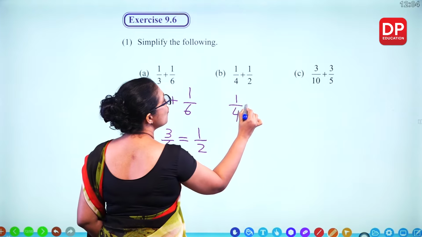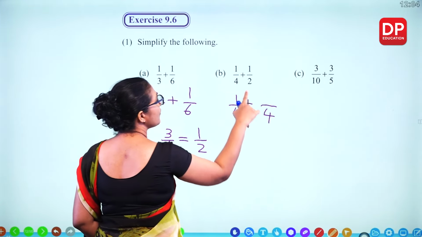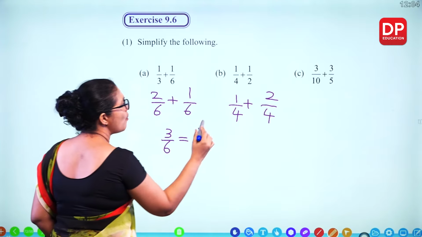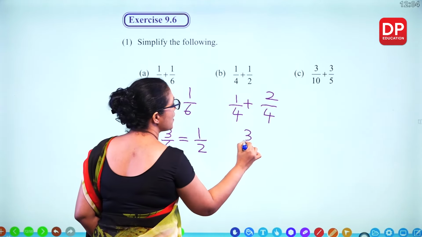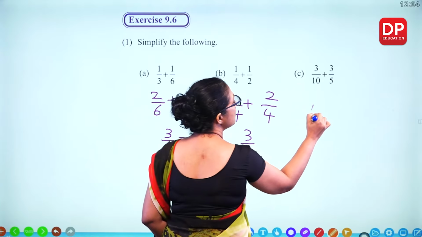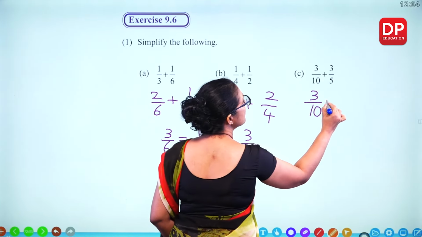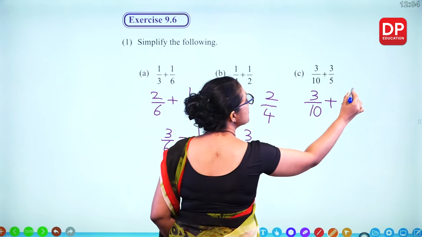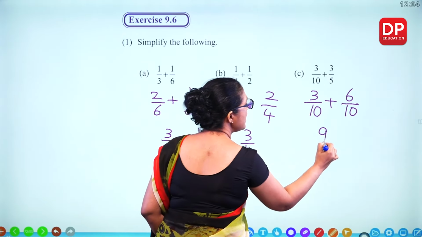This one, what's the common denominator? We'll make it 4. 2 times 2. 2 times 1, 2. Now add the numerators. 2 plus 1, 3. 3/4. Here we'll convert 5 to 10. Multiply by 2. So 2 times 3, 6. 6 plus 3, 9.